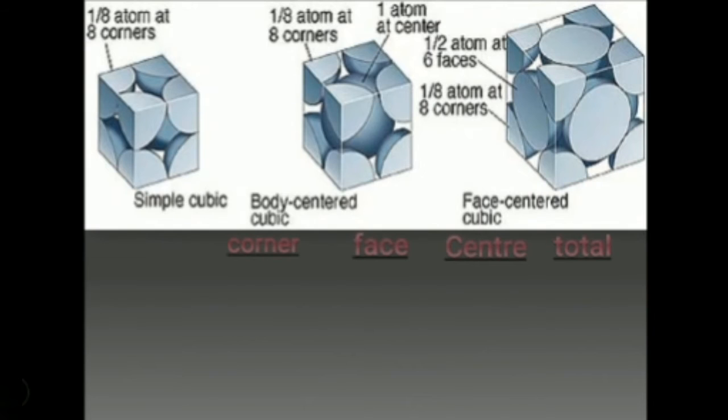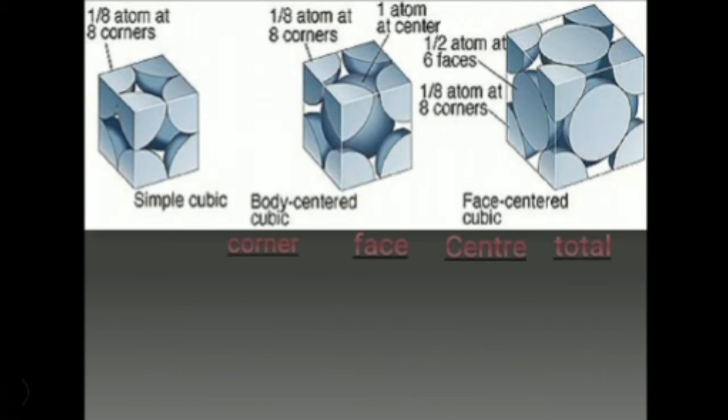The first diagram is about the simple unit cell. As I told you, there are only 8 atoms, only 8 spheres in the corners. Each sphere can contribute only 1/8 of itself, which means one sphere in the corner can only give 1/8 of its contribution. The whole sphere does not contribute to a unit cell. So 1/8 of one spherical body, multiplied by 8 corners, can totally give you one whole atom.